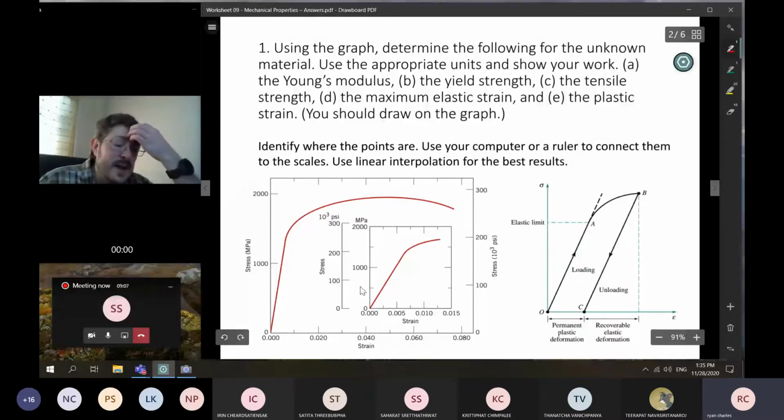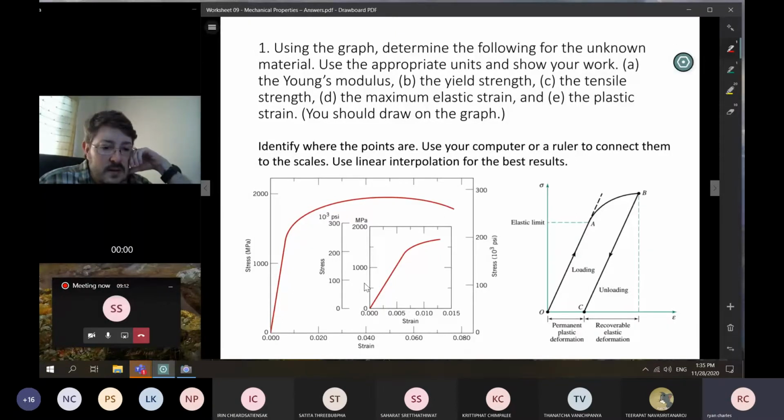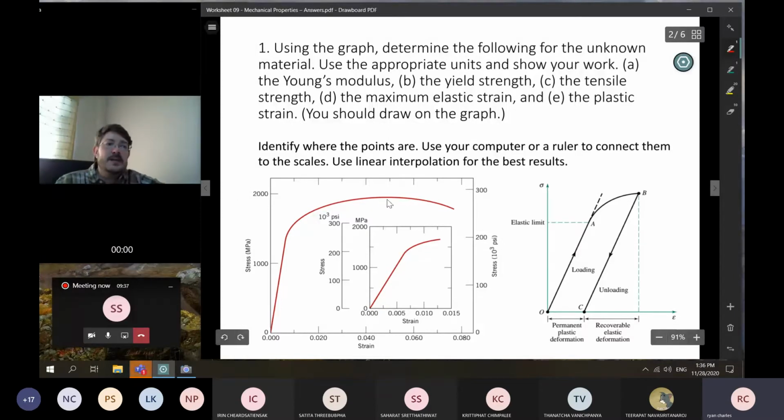A lot of these answers should be similar to what I get. It's not going to be exact. We have different eyes, maybe slightly different rulers, though they shouldn't be. But you should be close. If we took all the answers and averaged them, they should be all pretty close. If you're really way off, you did something really wrong. Tensile strength is something like at the top here. This at the end would be the ultimate strength.